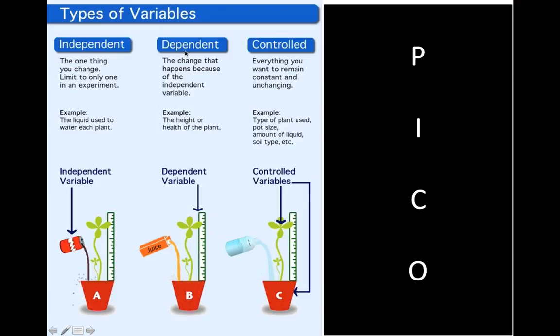Our dependent variable is the change that happens. So what are you measuring? We're interested in the height of the plant, correct? So that's going to be what you're measuring. And then your controlled variable would just be your control.